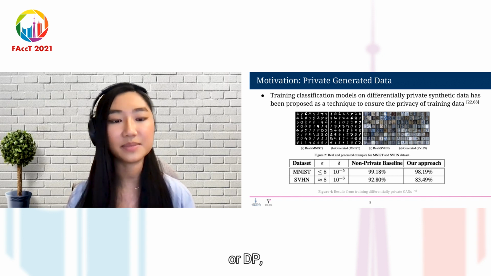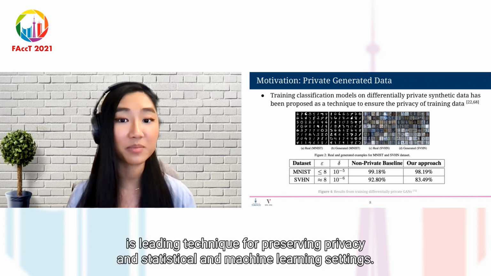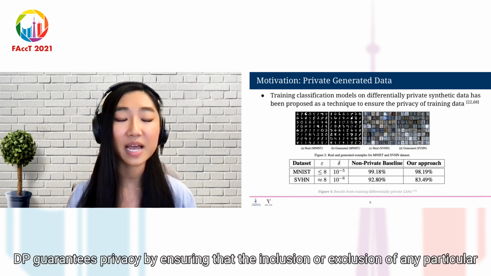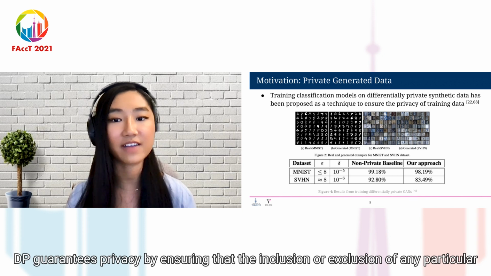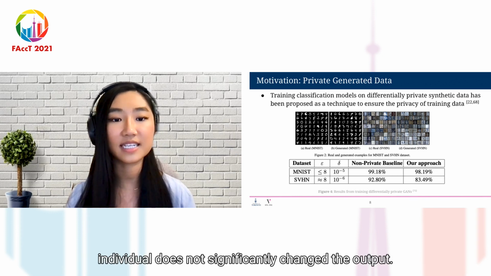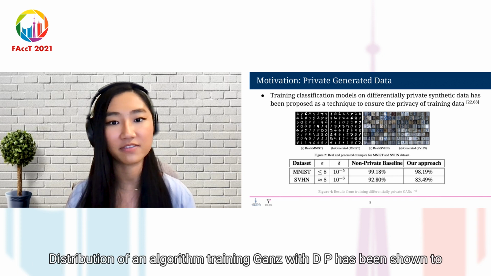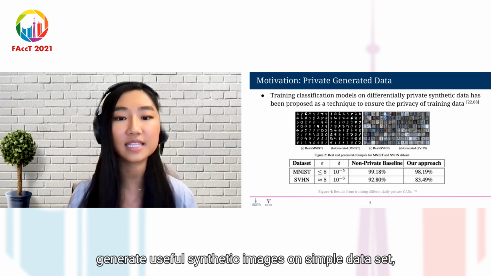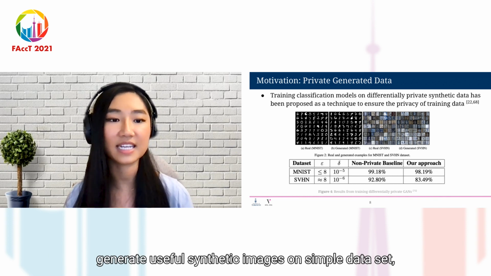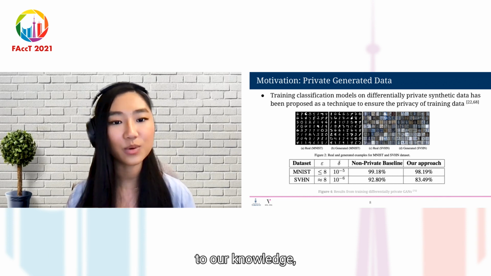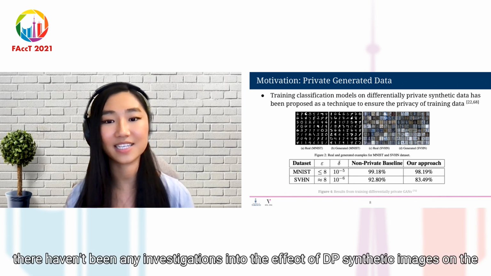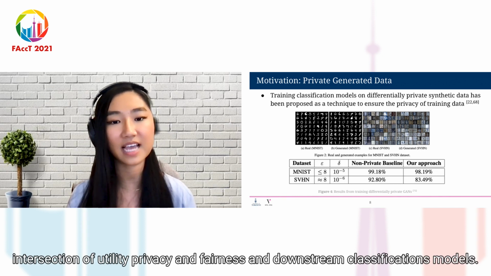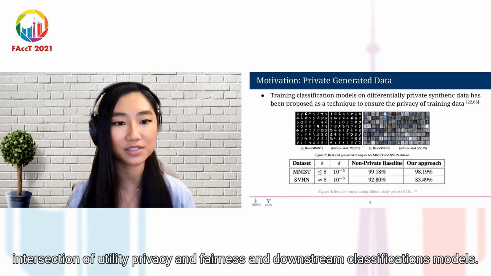Differential privacy, or DP, is the leading technique for preserving privacy in statistical and machine learning settings. DP guarantees privacy by ensuring that the inclusion or exclusion of any particular individual does not significantly change the output distribution of an algorithm. Training GANs with DP has been shown to generate useful synthetic images on simple datasets such as MNIST. However, to our knowledge, there haven't been any investigations into the effect of DP synthetic images on the intersection of utility, privacy, and fairness in downstream classification models.